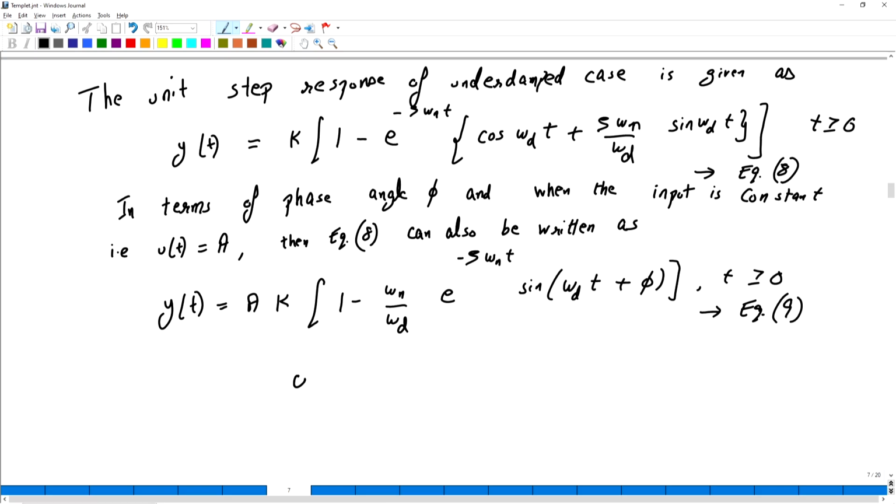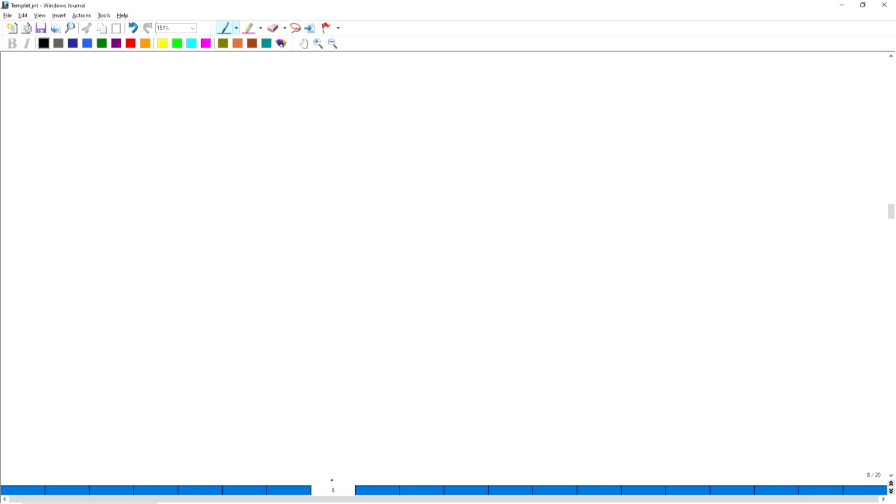So, where phi equals tan inverse of omega d by zeta omega n, which equals tan inverse of square root of 1 minus zeta square divided by zeta. Now, we will use this equation for the second order system. We know that the mass spring damper system is represented by a second order system. Let me draw the diagram here.